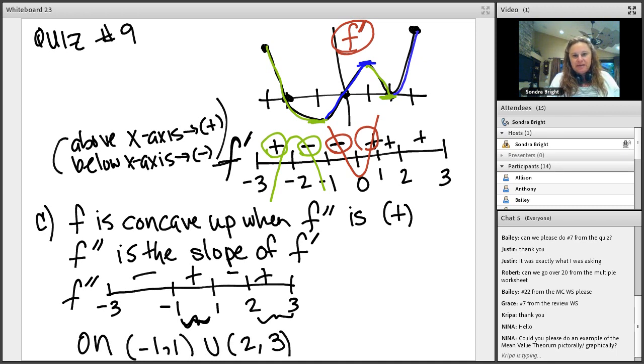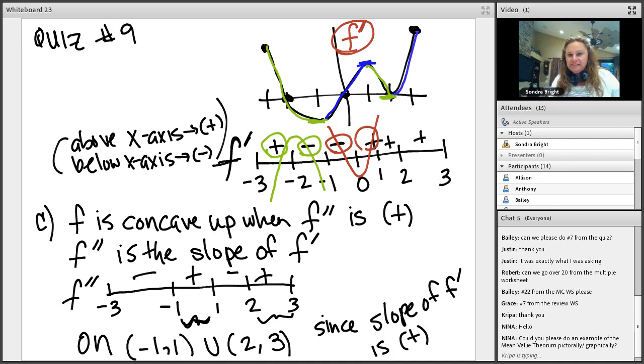And that's since you can say the slope of the first derivative is positive on these intervals.